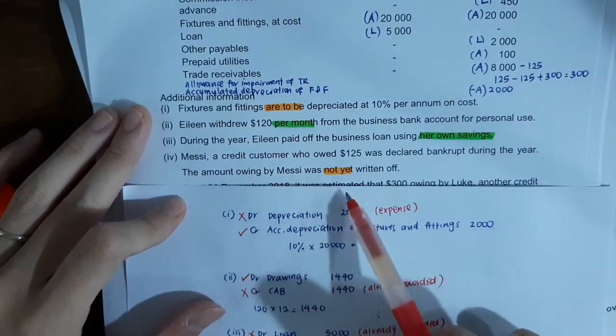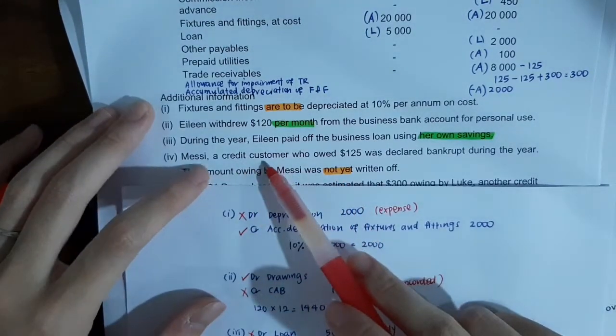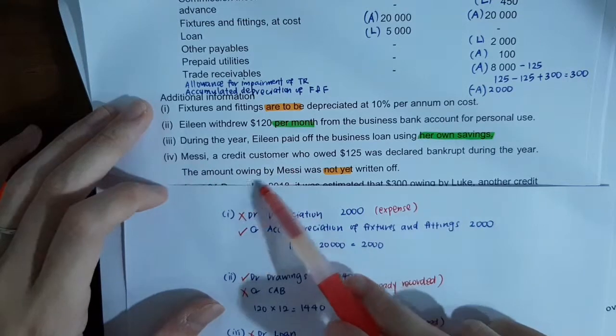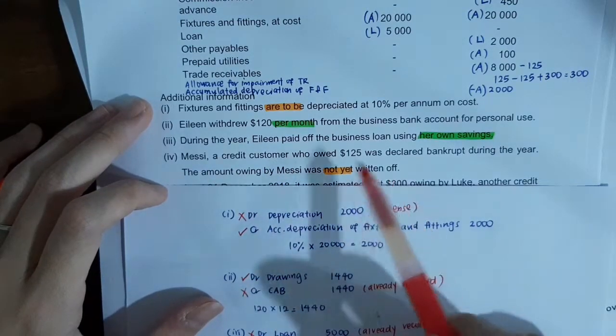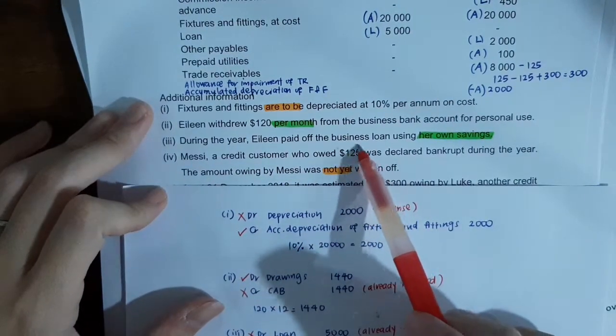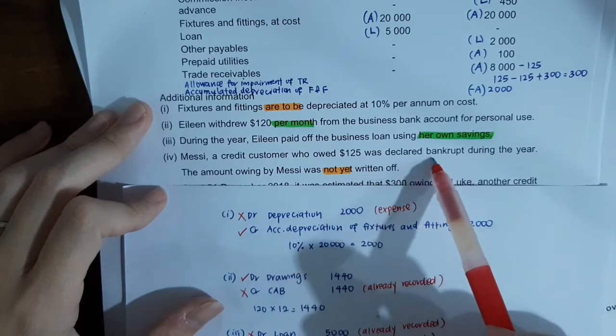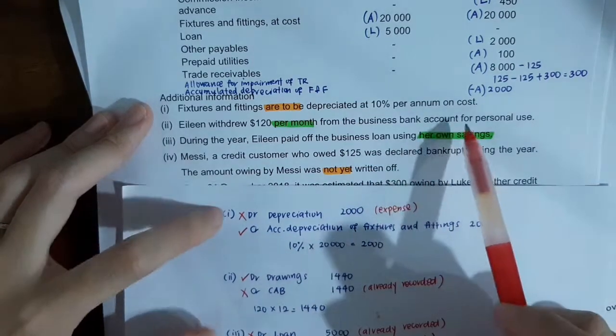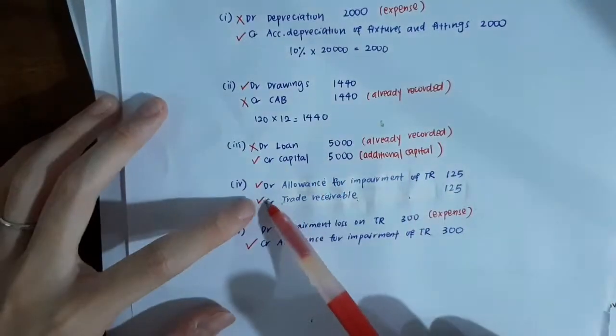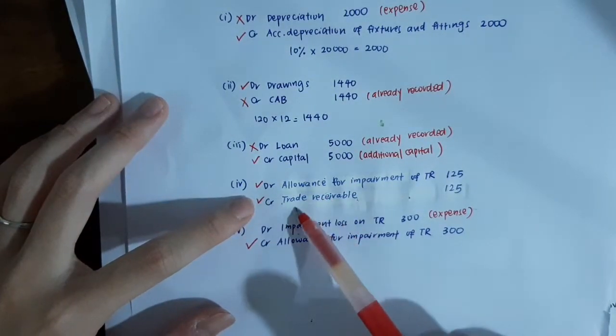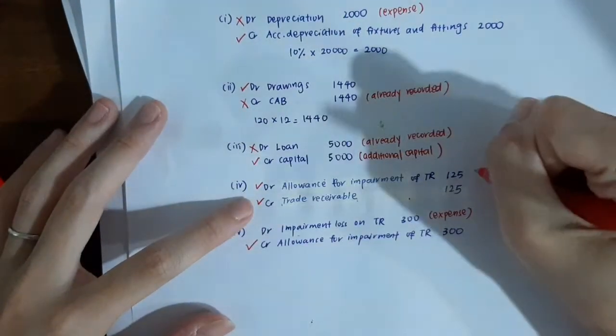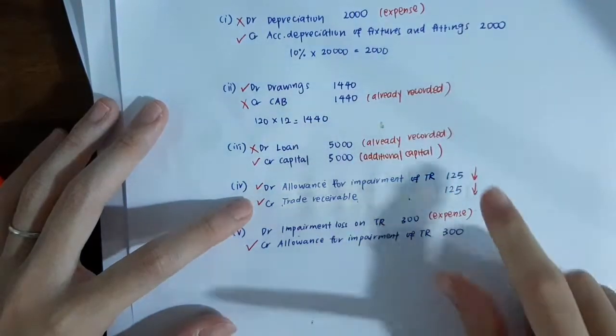Okay, I need to write off Messi's debt because they said that the amount owing by Messi was not yet written off. Messi owes $125 and he was declared bankrupt. So how do we write off the debt? Debit allowance, credit TR. Both amounts actually will go down.